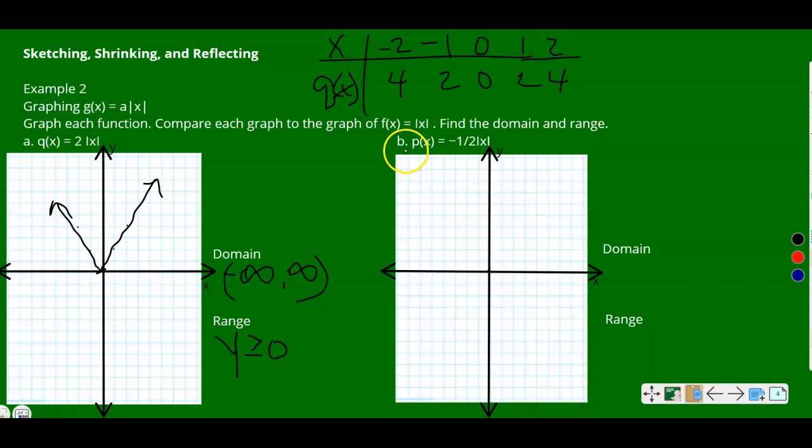All right, so here, B part says P of x equals negative 1/2 times absolute value of x. So again, let's generate a table of values. So we're going to have x. We're going to have P of x, which is the same as your y values. Since we're having a multiplier of x, we can still just use numbers on each side of 0 to find that vertex. All right, take negative 2, substitute negative 2 in, you get 2. Half of 2 is 1, and so it'd be negative 1 here.